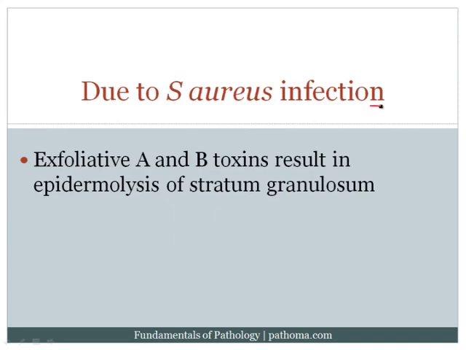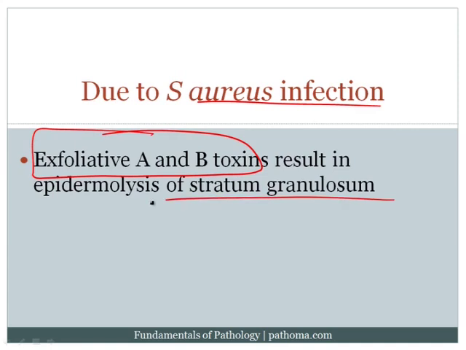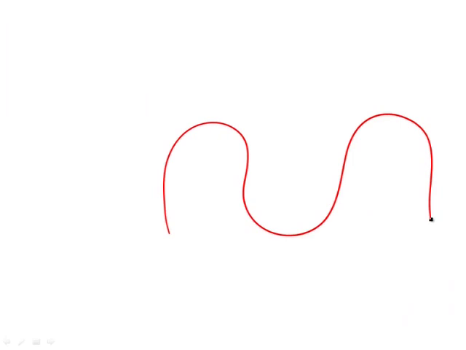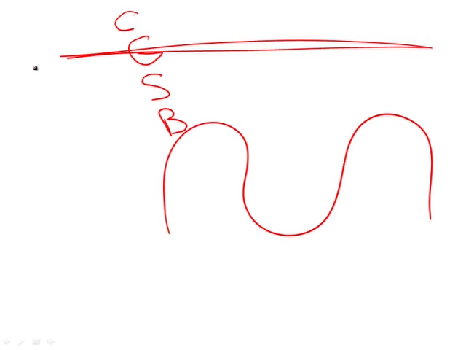This is again due to a Staph aureus infection. It produces exfoliative A and B toxins that then separate the stratum granulosum from the rest of the skin. Now remember that the stratum granulosum is way up at the top of the skin. You've got your basal layer, then you've got your stratum spinosum or the spinal layer with the desmosomes, and then you've got your stratum granulosum or the granular layer, and then finally you've got your stratum corneum. And so what's happening here is that you're getting separation very superficially at the layer of the stratum granulosum.